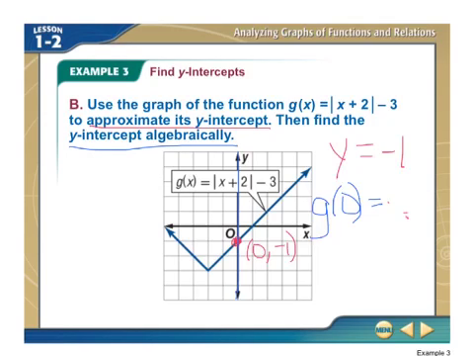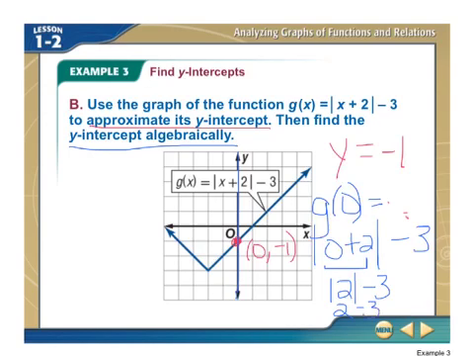If I do that, I'm going to get the absolute value of 0 plus 2, minus 3. If I simplify 0 plus 2, I get 2. So the absolute value of 2 minus 3 is really the same as 2 minus 3, because the absolute value just means the distance from 0, or to make the number positive. And 2 minus 3 is equal to negative 1.